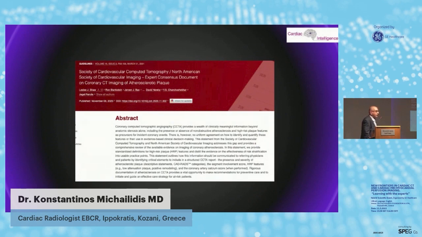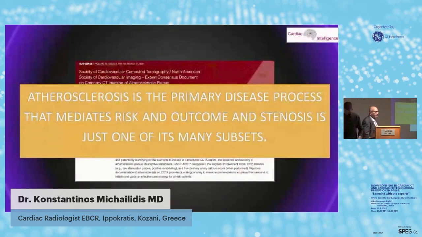So instead of listening to me, you can study this paper. It has everything you need to know about all the recent developments. But I isolated this sentence that says we have to keep in mind that what we're dealing with is not stenosis, it's atherosclerosis. And atherosclerosis is a primary disease process that mediates risk and outcome. Stenosis is only one of these many subsets. So it is stenosis, it's a vulnerable plaque, it is the inflammation, but it's not only stenosis as we knew up until now.